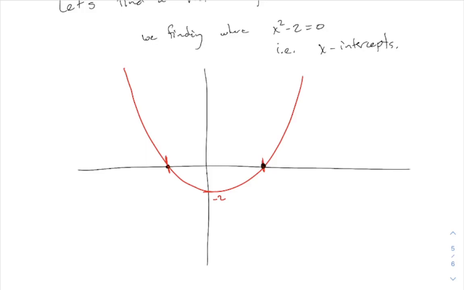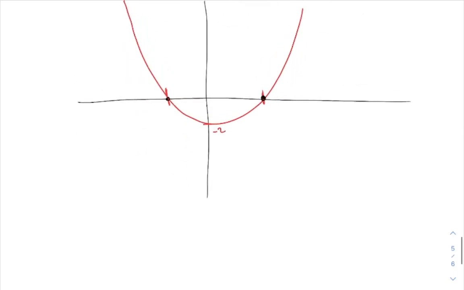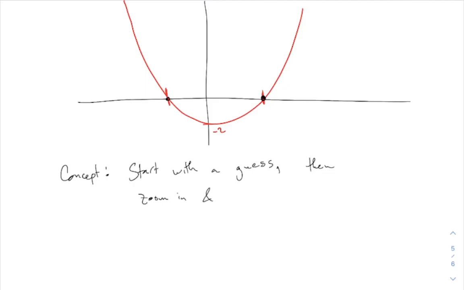The idea behind Newton's method is, here's the concept. You start with a guess. You start by guessing what you think the answer is. Your guess does not have to be very accurate because that's only where you begin. I'm gonna try and write this out very vaguely. Start with a guess, then zoom in and follow the tangent line.